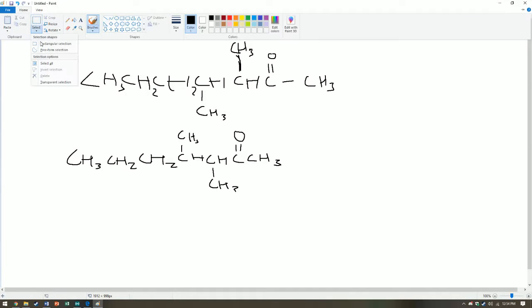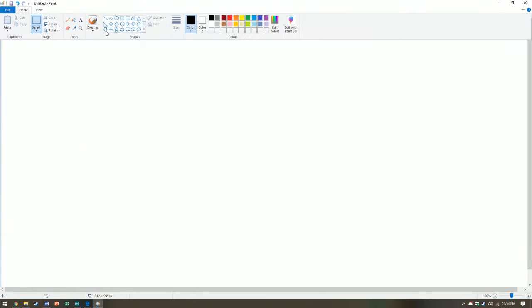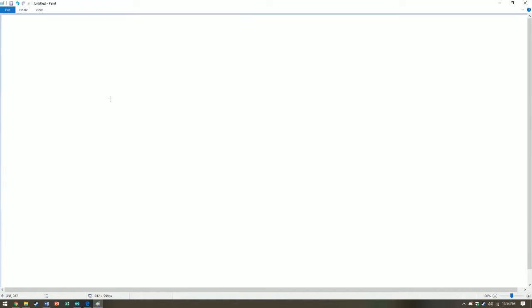For the last one, we are given ethoxypentane, and we know that there is a 5-carbon long chain, so C, C, C, C, C, H3, H2, H2, H2. Note that this carbon is H2 because there is an alkoxy branch coming off of it, so we put an O here, and then CH2, CH3, and that's our answer.